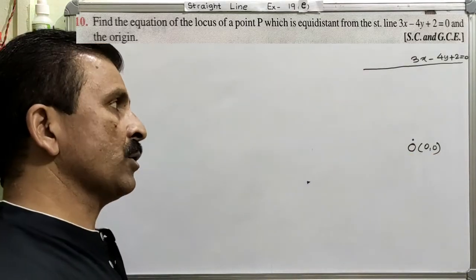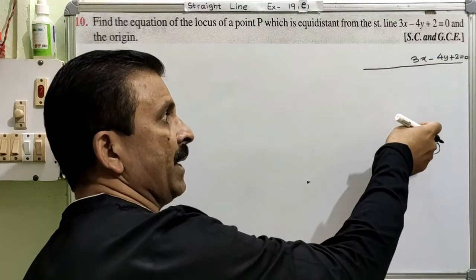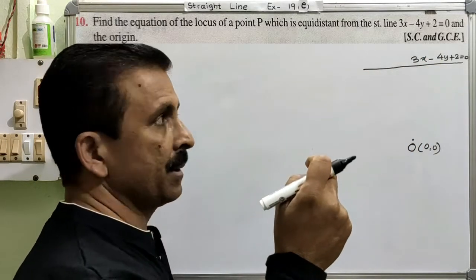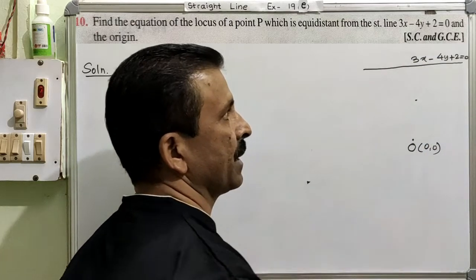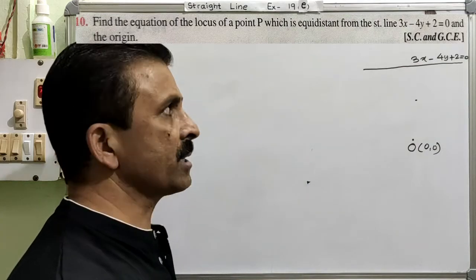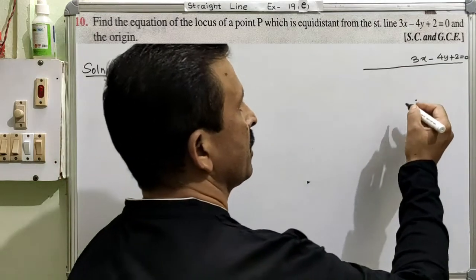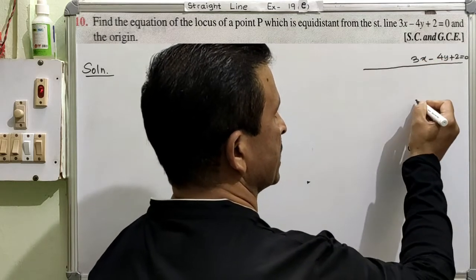Clear? Now you have to find the locus of a point which is at equal distance from this line and then the origin. Clear? So exactly at the center you will have your point. So this is the point whose locus has to be calculated. Locus means path, right? So the locus will always be at equal distance from this and then this.